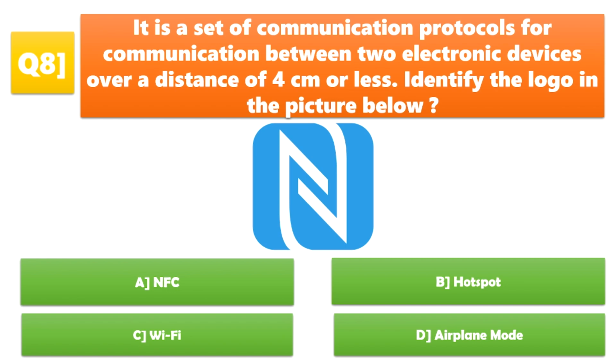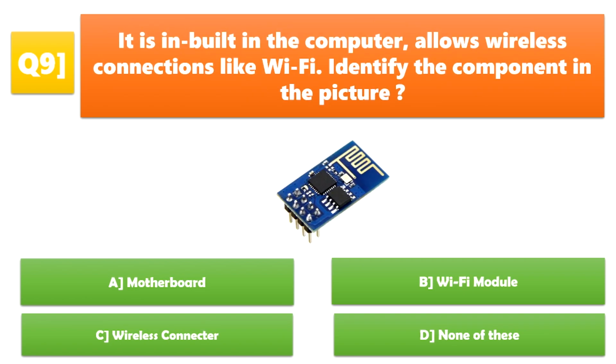It is a set of communication protocols for communication between two electronic devices over a distance of 4 cm or less. Identify the logo in the picture below. A. NFC, B. Hotspot, C. Wi-Fi, D. Airplane mode. A. NFC is the correct answer.